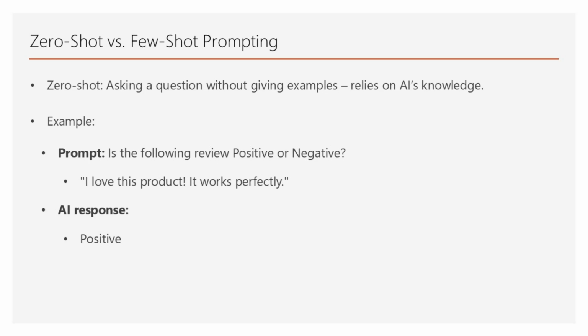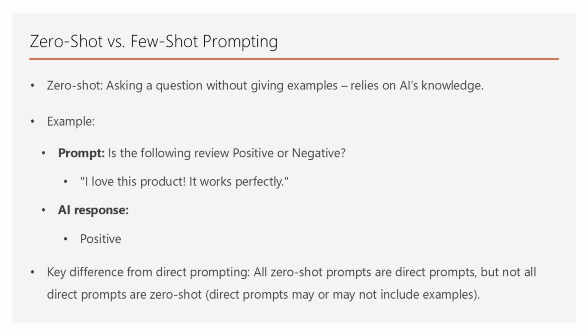Zero-shot prompting means asking AI to answer without any prior examples, relying only on its knowledge, just like the example we see. A key difference from direct prompting is that all zero-shot prompts are direct prompts, but not all direct prompts are zero-shot, as direct prompts may or may not include examples.